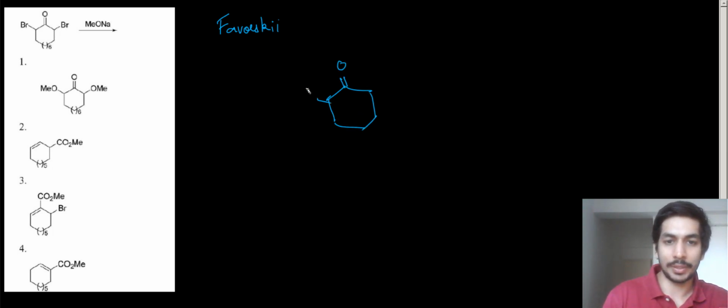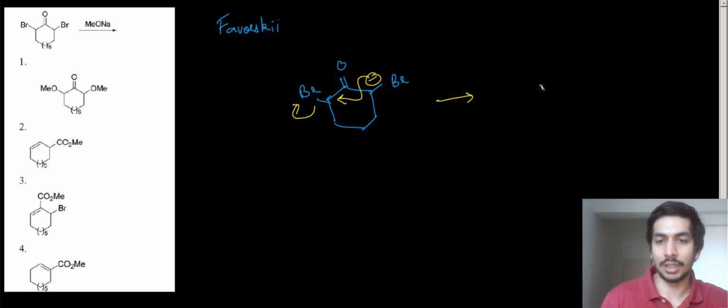So first of all, we have a base. What the base is going to do is abstract one of the protons, either this proton or this proton, it does not matter because it is symmetrical in nature, right? So the sodium methoxide is going to act as a base and abstract any one of the protons. There's a proton present over here, so it is going to abstract this proton and a carbanion will be generated. This carbanion will now attack this carbon over here and bromine will leave. So finally what do we get? We basically get this, okay, and the double bond O.